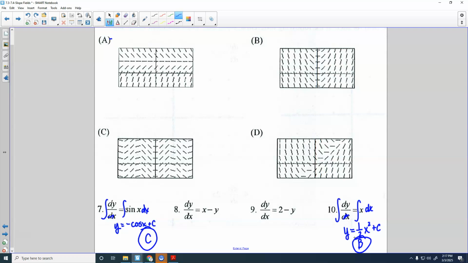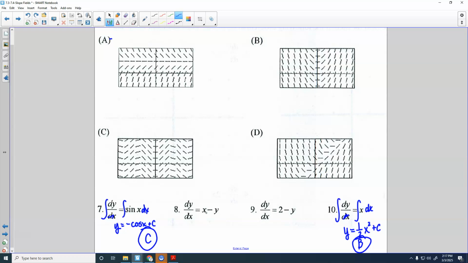Now, we do not know how to integrate 8 or 9. We'll learn how to do number 9. We will not even learn how to do number 10. It's not a separable differential equation. But we could still match the slope field. So if we're thinking about matching slope fields here, we're thinking about what kind of slope we would get when we plug numbers into that differential equation.